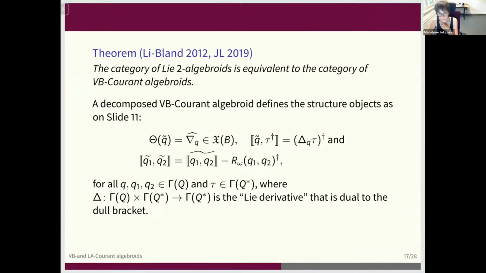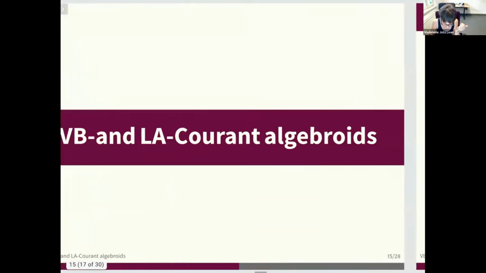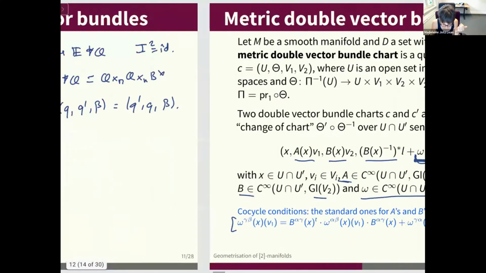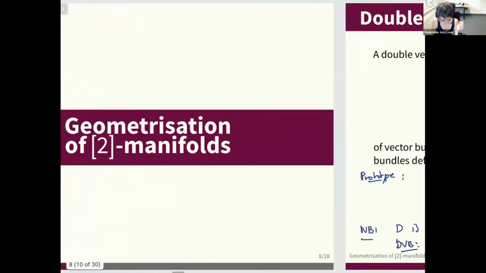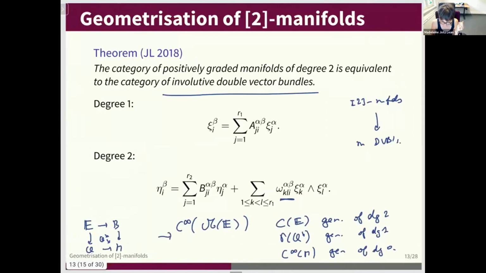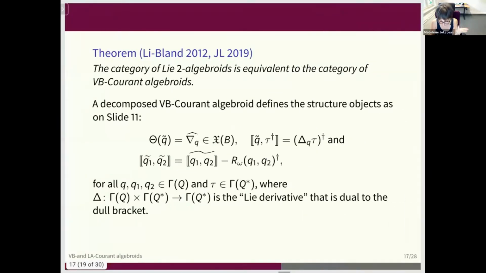So remember that we had split Lie-2 algebroids, so split two-manifolds with a homological vector field. Here, all those structure objects. And now that we have the equivalence of two-manifolds with metric double vector bundles, we're going to split the two sides. So split Lie-2 algebroids we understand very well.